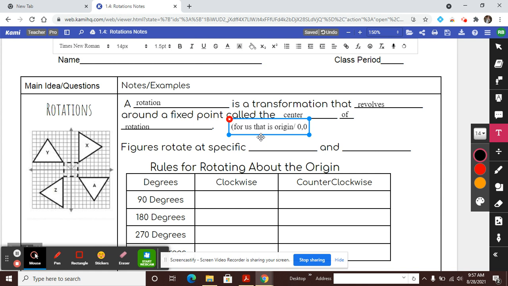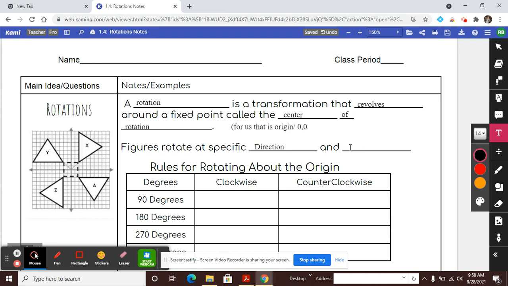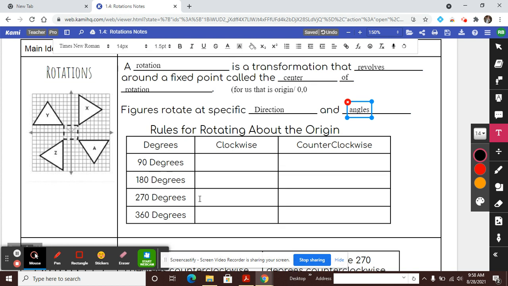Okay. Things you need to know about rotations is figures rotate about a specific direction. So they all go one direction or the other. If you're rotating one point of a figure, you're rotating that whole figure that direction. And you're rotating at specific angles. And while there are other angles that you might rotate at, we're going to specifically talk about 90 degrees, 180 degrees, 270 degrees, and 360 degrees.